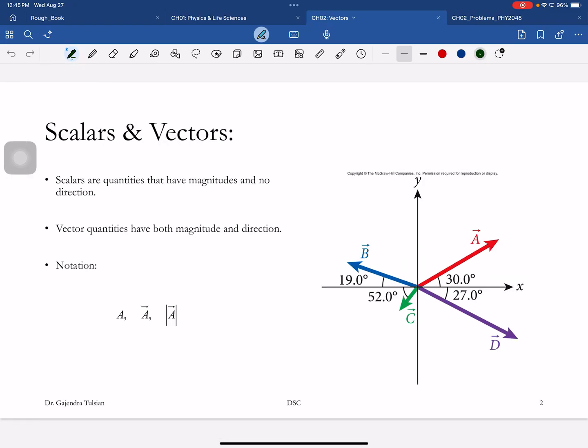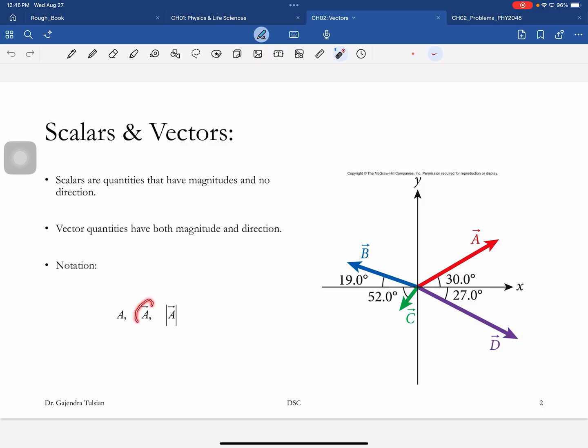So vectors. Scalars are quantities that have magnitude and no direction. So we saw examples like pressure, temperature, speed, and so on. Vectors have both magnitude and direction. So velocity, force, momentum, acceleration. And how many numbers do you need to specify vectors? N numbers in n dimensions.